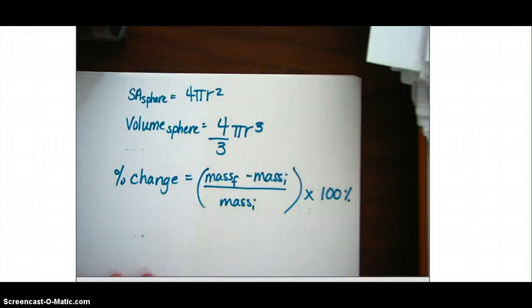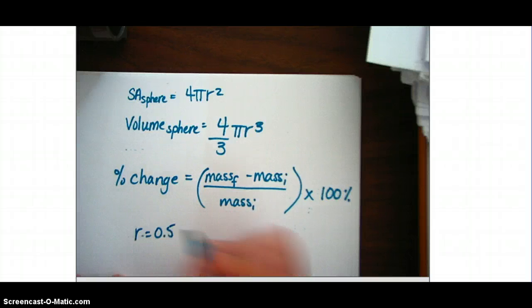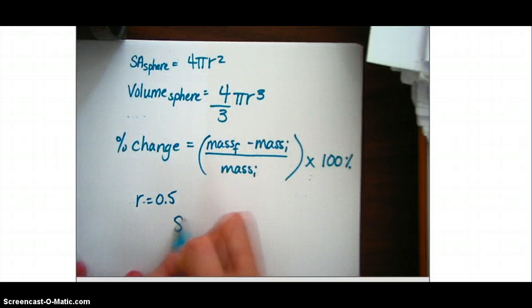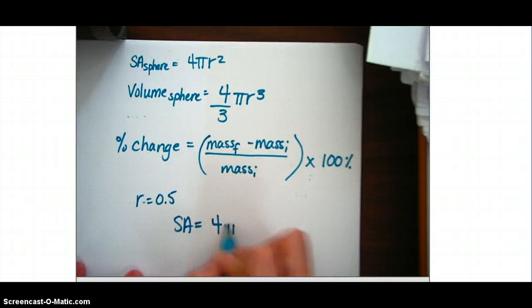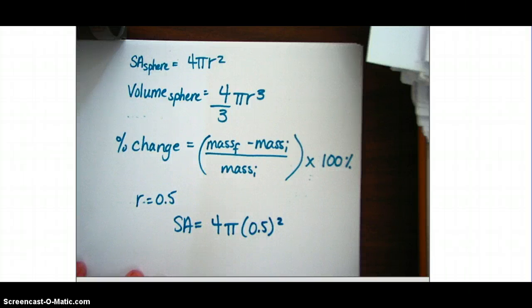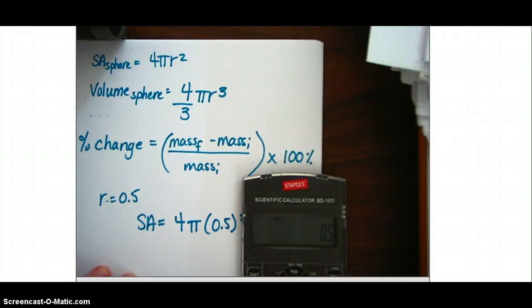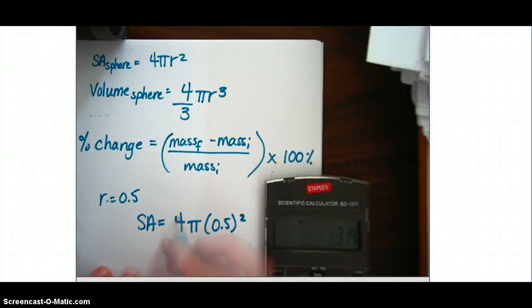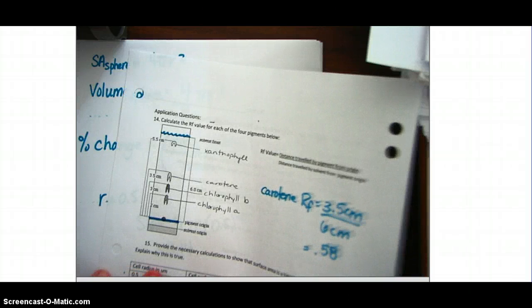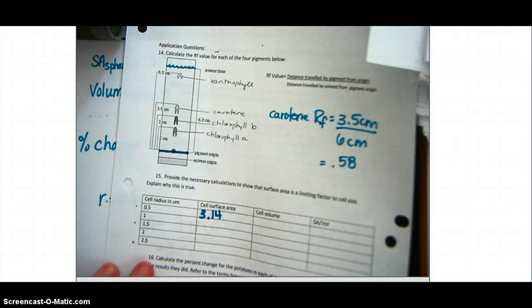Okay? If the radius is 0.5, then our surface area equals 4 times pi times 0.5 squared. Okay? 0.5 squared times pi times 4, 3.14, right there. That's the surface area.